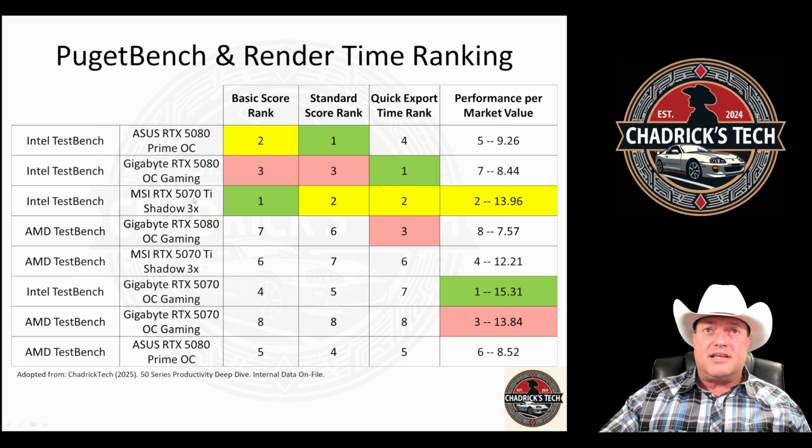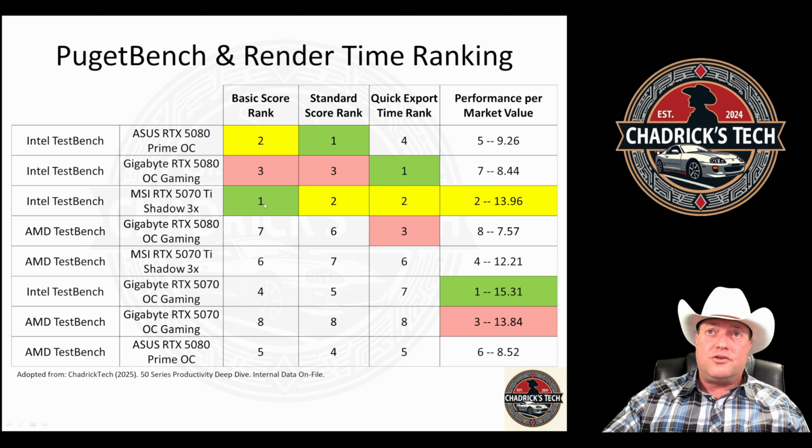The second place is the 5070 Ti. And if you look across the Intel bench, the MSI 5070 Ti takes the top 1 to 2 spots in every category. The basic rank, it took top spot. The standard rank, it took second. The quick export time, it took second. The rest are back and forth with your 5080s in the Intel bench.